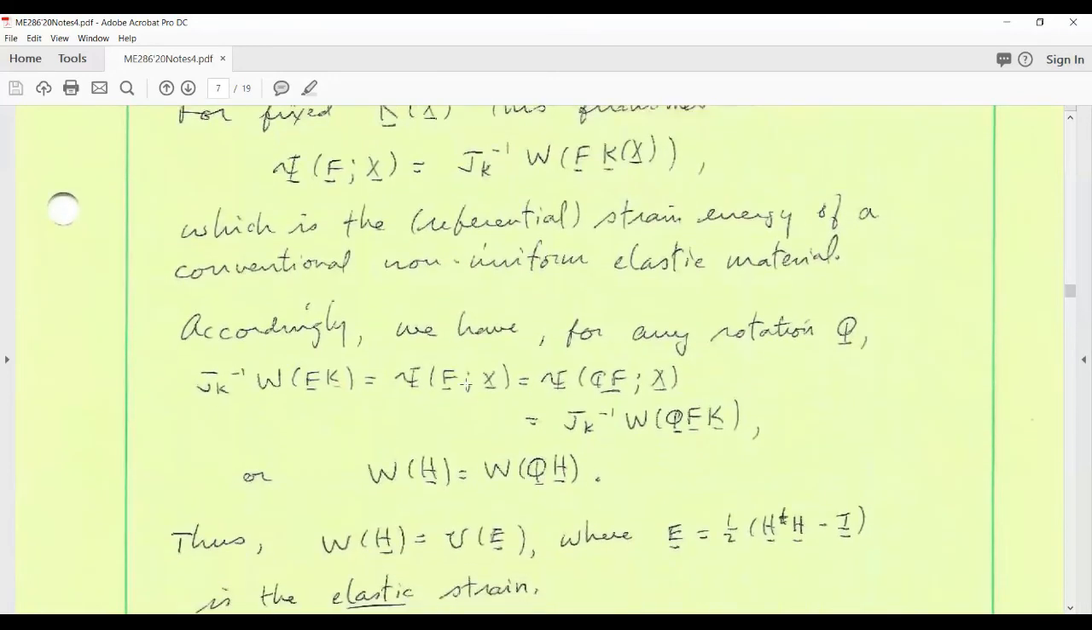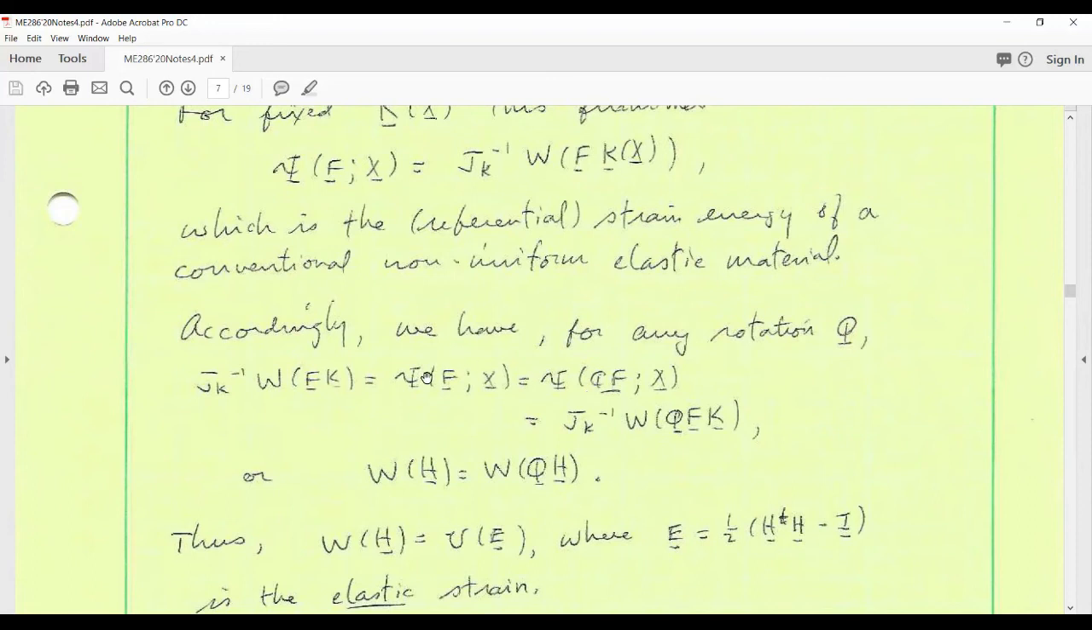Well, if we go back to our earlier discussion of conventional elasticity, whether it's uniform or not, remember we proved that the symmetry of the Cauchy stress is equivalent to the invariance of the referential energy under a rotation superimposed on F, any rotation Q. So if you look back at that discussion, we had this result.